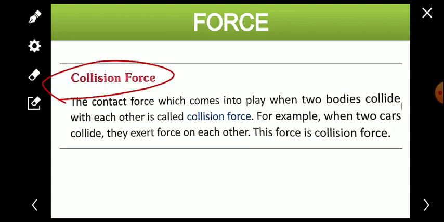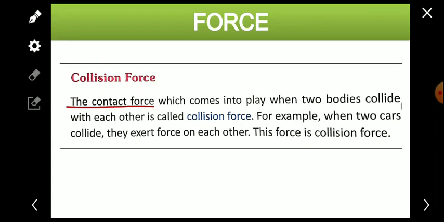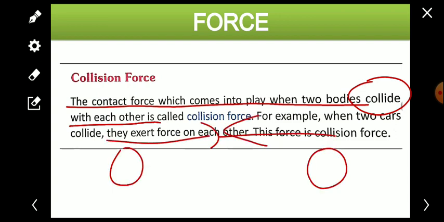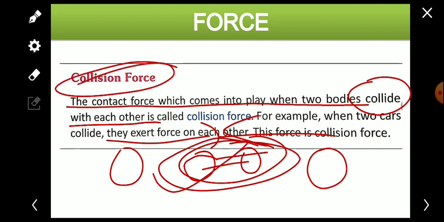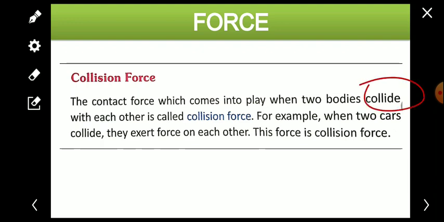Now collision force. Collision force is the contact force which comes into play when two bodies collide, that is, when they strike each other. Suppose two objects are moving, one ball from this side and one ball from this side. When they collide with each other, they apply force on each other. The force exerted at the time of collision is known as the collision force.